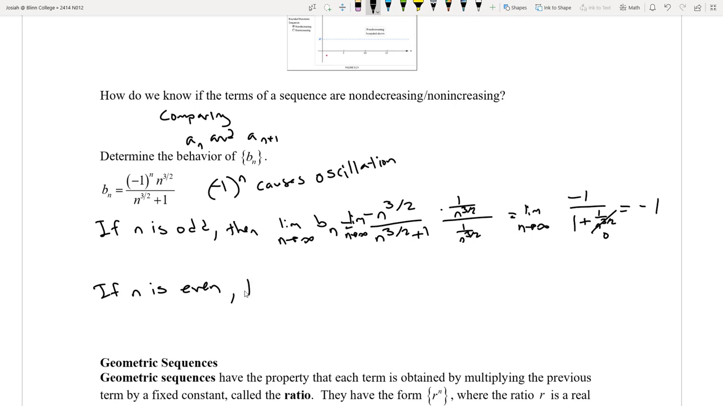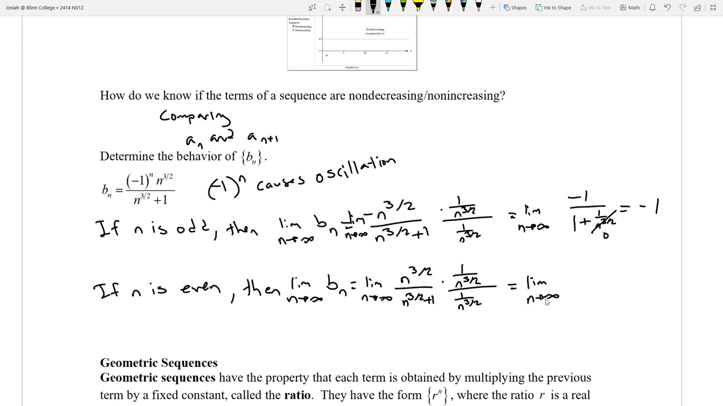On the other hand, if n is even, then the limit as n tends to infinity of b sub n will be the limit as n tends to infinity of, now we have a positive here, n to the 3 halves over n to the 3 halves plus 1. Same strategy we employ here. And we get a similar result, although not the same. We get a positive 1. And so our result would be positive 1.